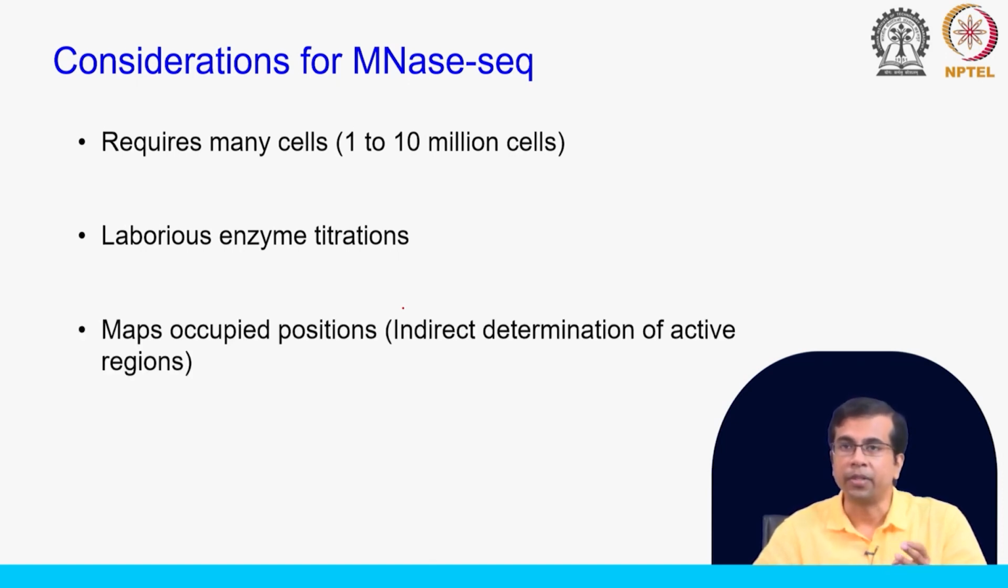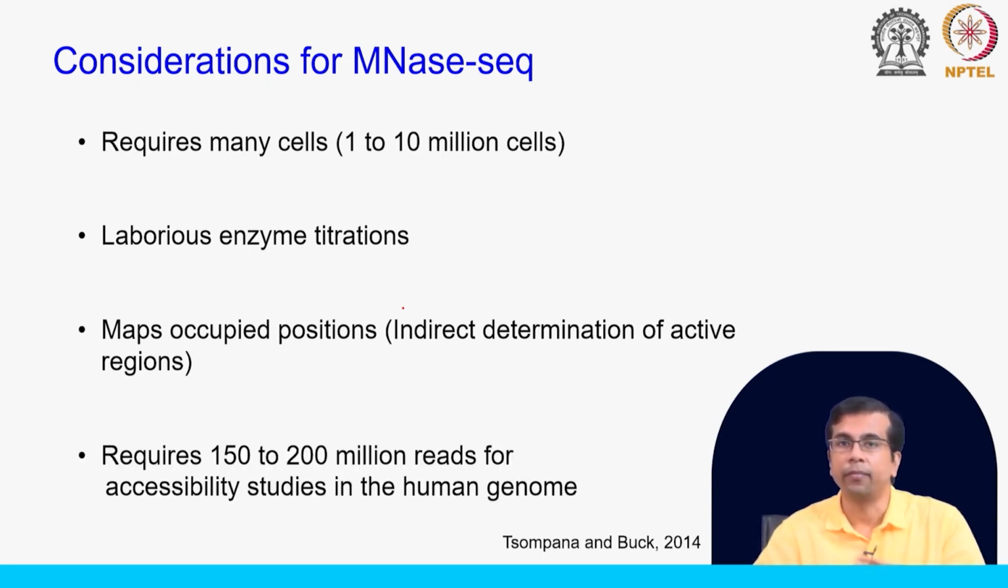So, what we have seen is that MNase-seq will actually map the occupied positions. So, it will not directly identify the active regions, but it will be an indirect determination of active regions. You know the occupied positions, so the rest of the regions might be free. And what has been seen is that it requires about 150 to 200 million reads. So, that is quite a large number for accessibility studies in the human genome.